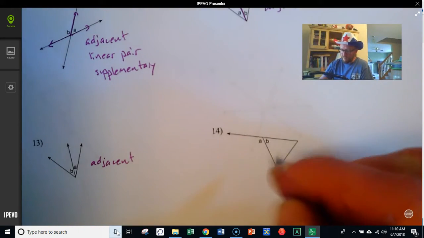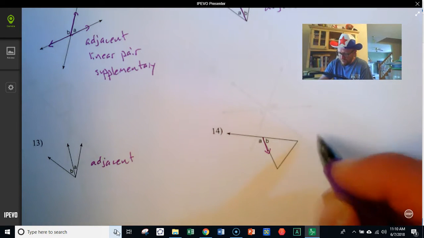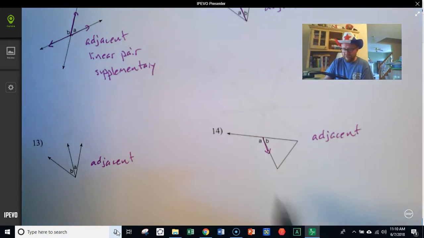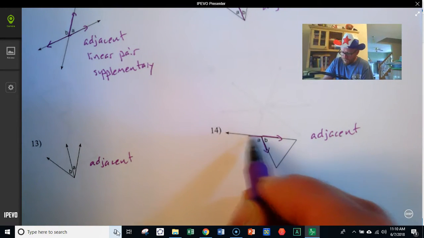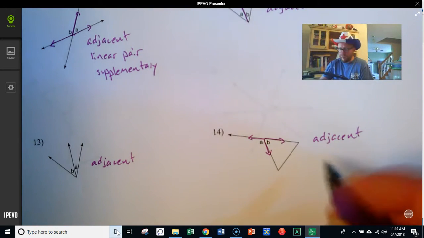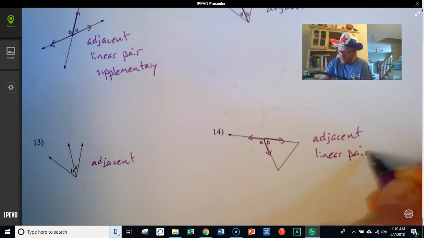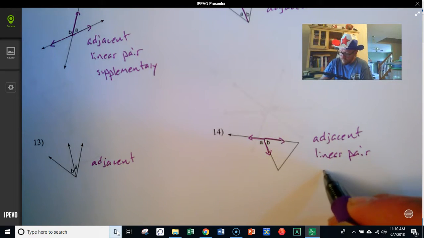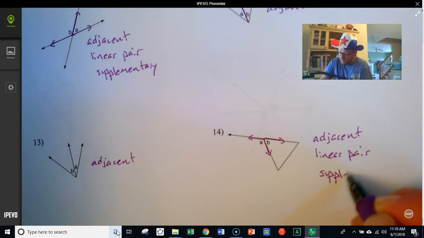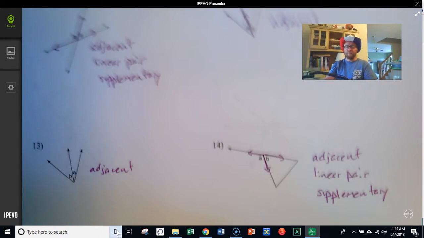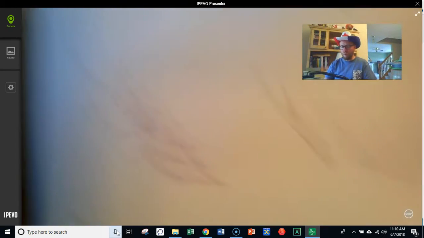Here, A and B, well, notice they share a common side. Adjacent. Notice that their other two sides form a straight line. So linear pair, and you guessed it, supplementary. Okay, let's take a look at a couple more.